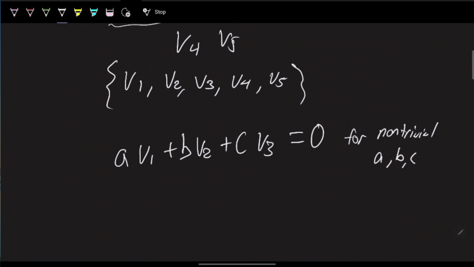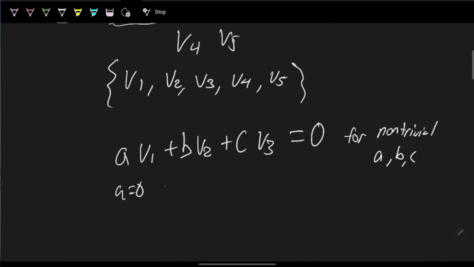But the trivial solution is one where A is equal to 0, B is equal to 0, and C is equal to 0, right? If this is true, then obviously 0 plus 0 plus 0 is equal to 0. So we call this selection of A, B, and C the trivial solution, right? Any other A, B, and C where at least one is non-zero is considered non-trivial.